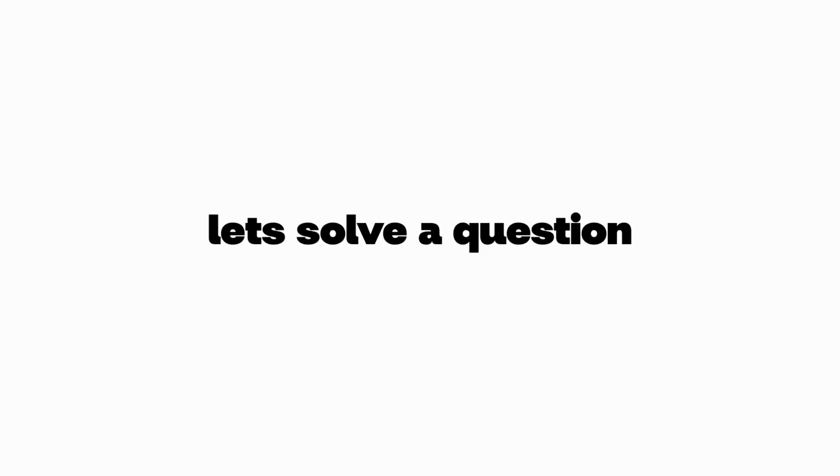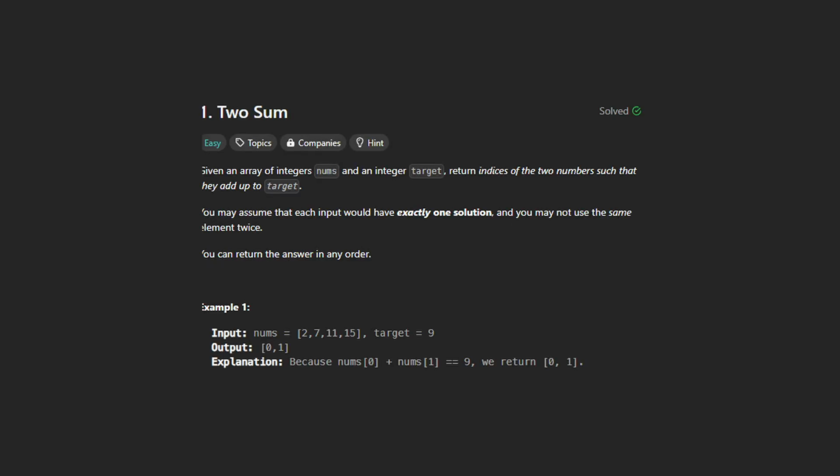Let's move to a simple question to understand how this works. We will be solving the two sum question, which is the vanilla LeetCode question. You are given an array of length n and a target, and you will have to return the indices of two integers that add up to the target. Let's look at how the code will look.